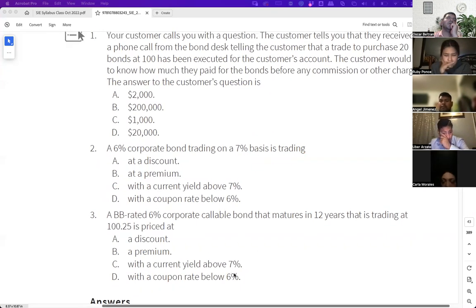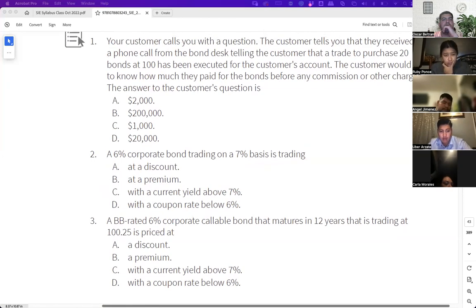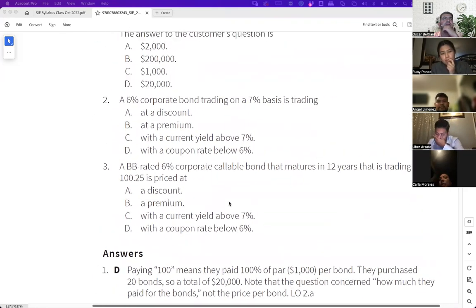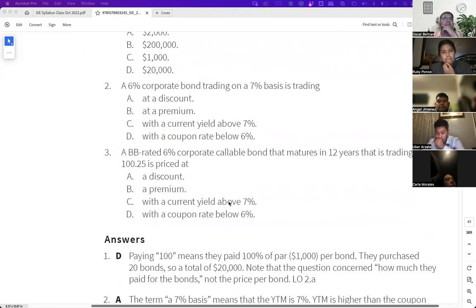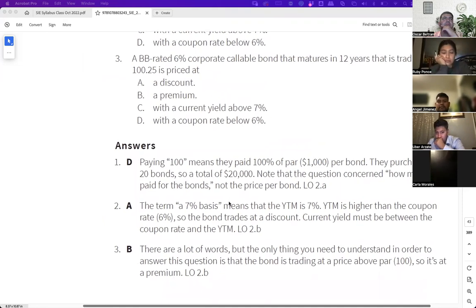All right, a B rated 6% corporate callable bond that matures in 12 years that is trading at 100.25 is priced at a. So this one involves a bit more math. B. You think it's B, premium? Yes, it's selling above 100. All right, perfect. So 1 is D, 2 is A, discount, and then 3 is B. Good.